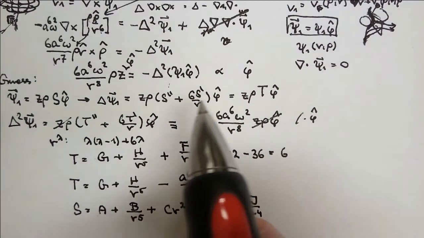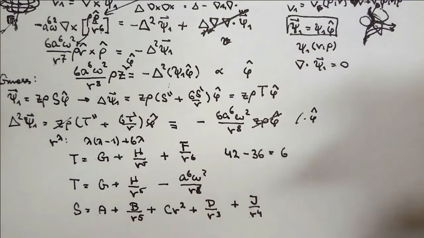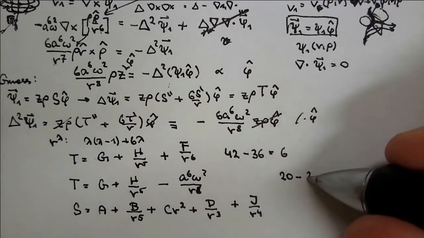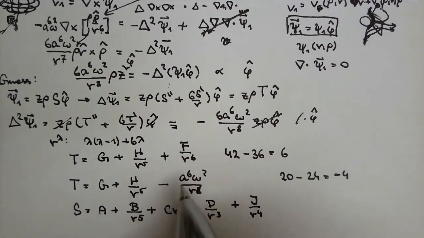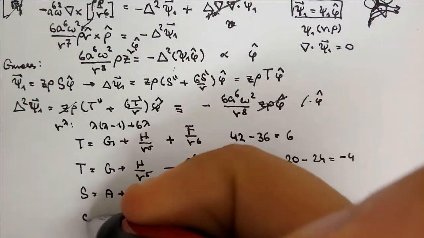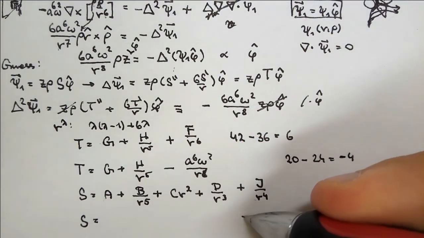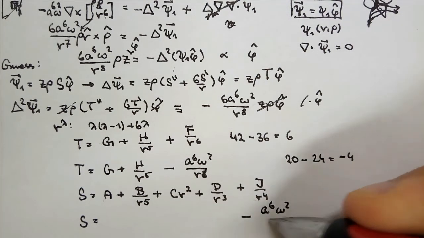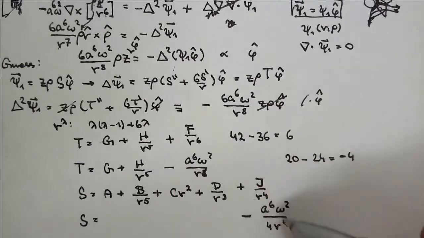And if you substitute in here, you will get minus 4 times minus 5, which is 20, and 20 minus 6 times 4, which is 24. So this should be minus 4. So we have to divide this by minus 4, and divided by r squared. So the solution will be, this is minus, and this is a to the 6th power omega squared divided by 4r to the fourth power.